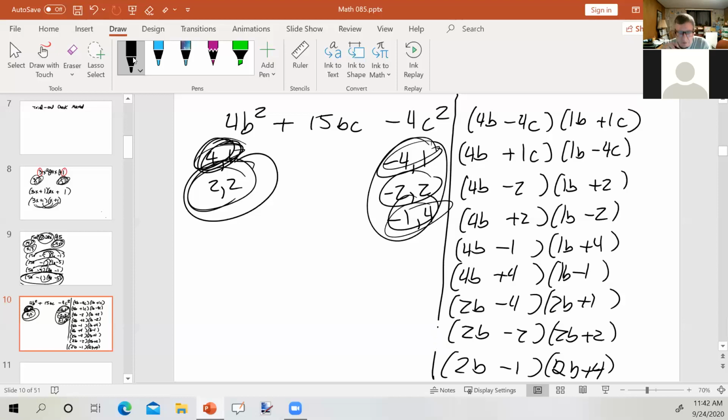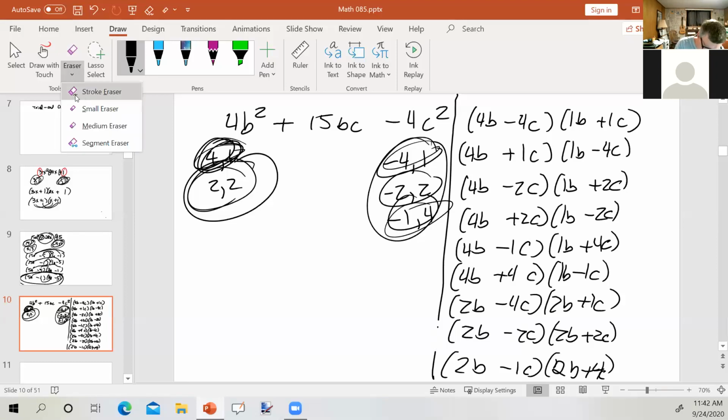Now, every one of these, if I FOILed them together, would give me 4b squared at the beginning. Oh, you know what? I left out the c's here, didn't I? Oh, yeah. Okay. That one's not very clear.